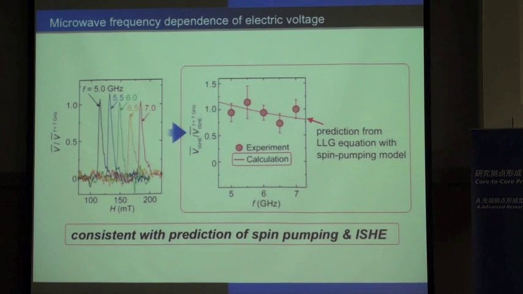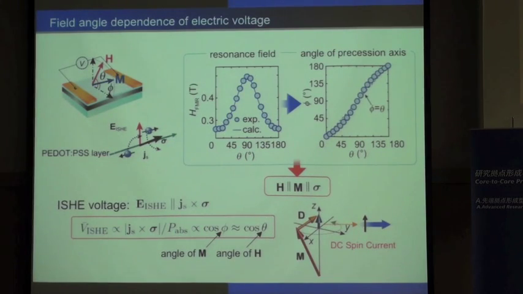And we further studied the electric voltage by changing the field direction. By changing the external magnetic field direction, we can change the spin polarization direction injected into the PEDOT layer.